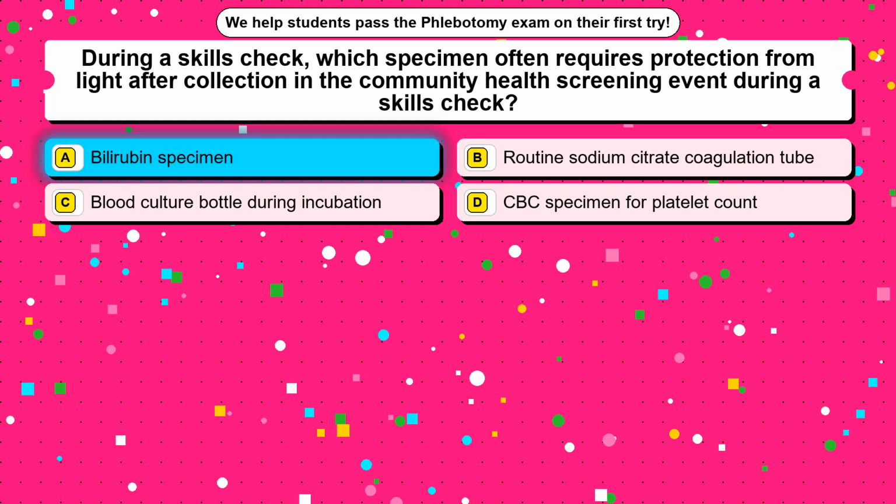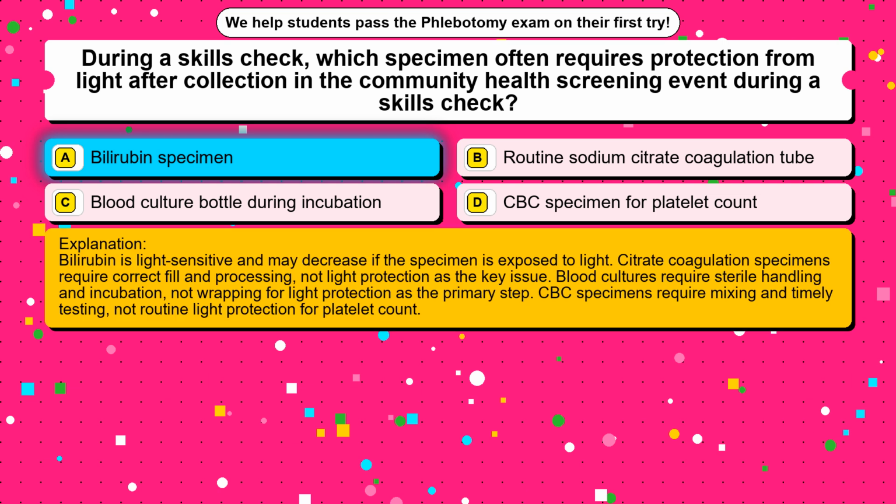The correct answer is option A. Bilirubin specimen. Bilirubin is light sensitive and may decrease if the specimen is exposed to light. Citrate coagulation specimens require correct fill and processing, not light protection as the key issue. Blood cultures require sterile handling and incubation, not wrapping for light protection as the primary step. CBC specimens require mixing and timely testing, not routine light protection for platelet count.